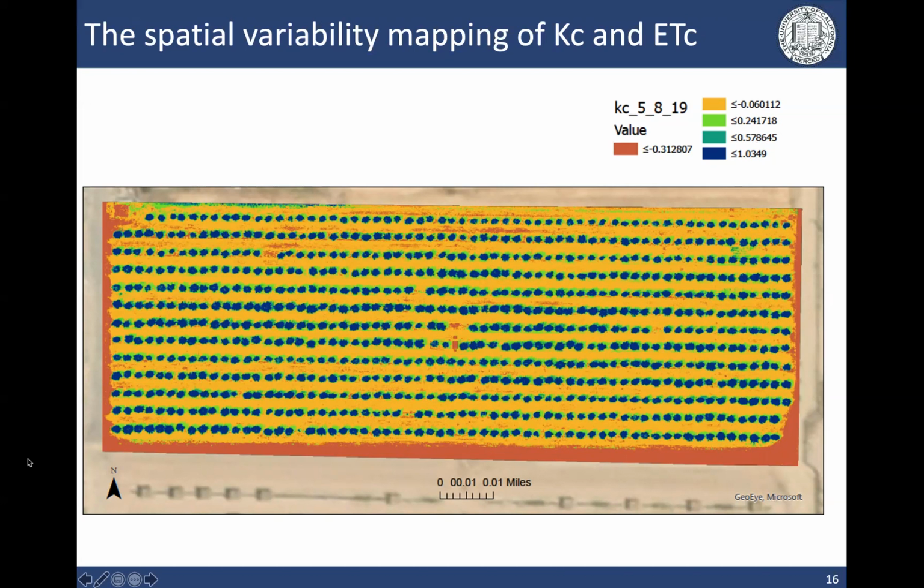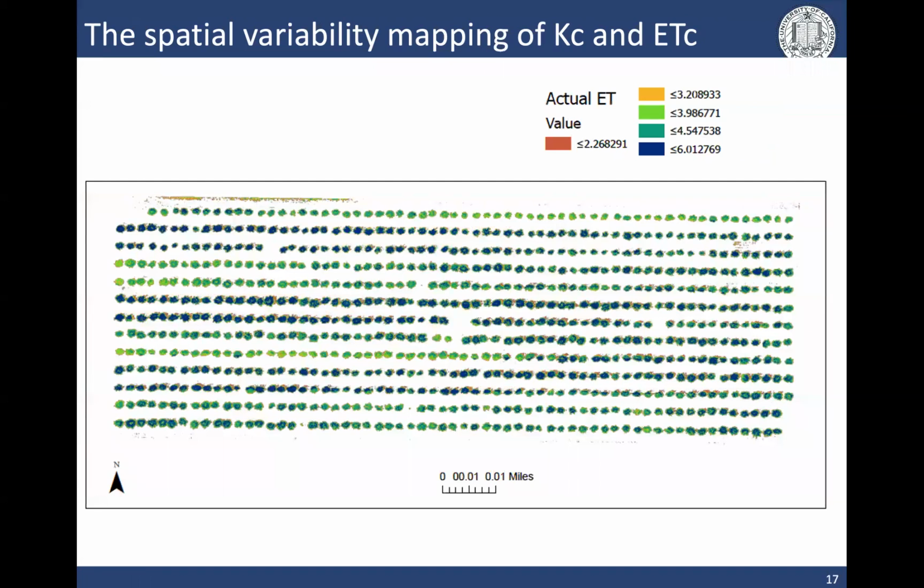So based on the crop coefficient, and we also have the reference ET from the nearby weather station, we calculated the actual ET for each individual tree in the experimental field. From the mapping, you can see that the actual ET for individual trees ranges from 3.2 to 6 millimeter per day. This is the actual ET mapping for the whole field. And since we have the GPS information, we can get the information for each individual tree.